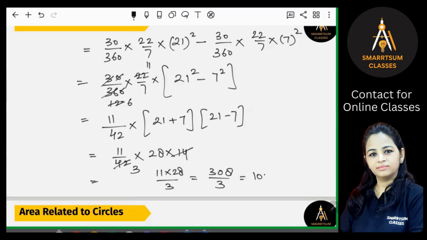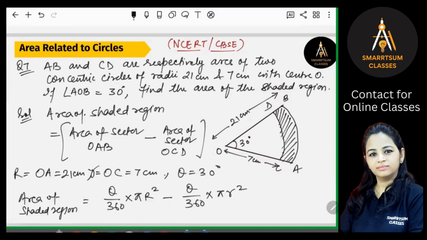That is 102.66 something, right? Okay, so you can approximately take it as 102.67 centimeter square. So in this way, we have got the area of the shaded region. This is your answer. So what we have done, we have subtracted the area of the smaller sector from the area of the bigger sector to get the area of this shaded portion. Is that clear? Yes or no?